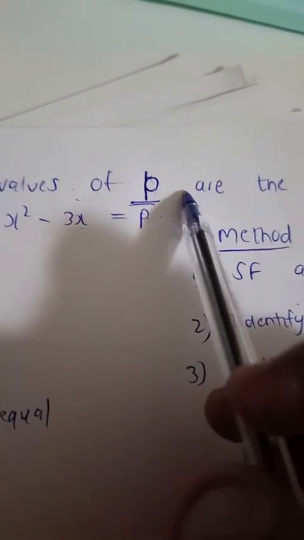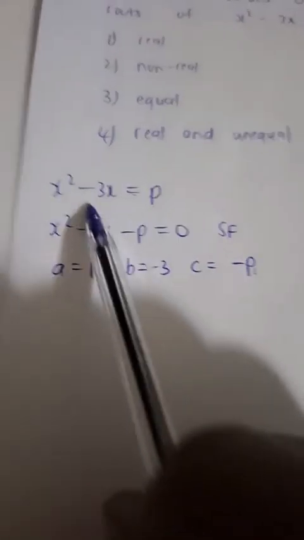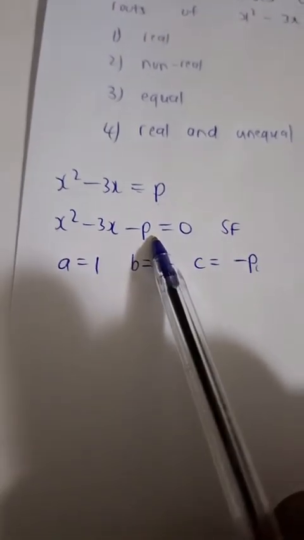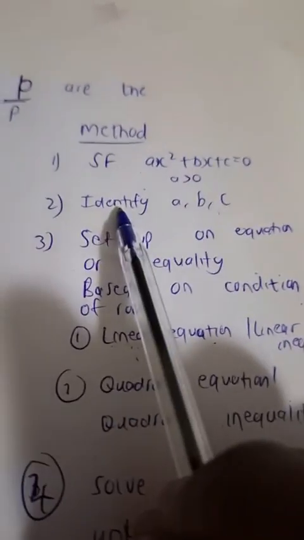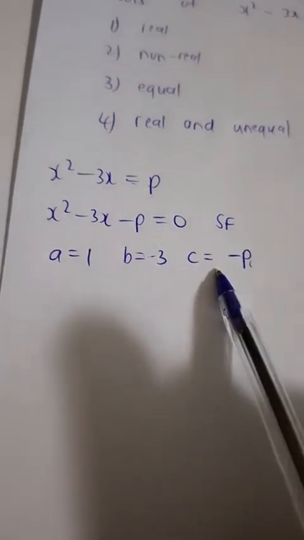And we are looking at the question that says, for which values of p are the roots of x squared minus 3x equal to p real? Okay. So we've just written the equation in standard form, which was step number 1. Step number 2, we identify a, b, and c. A is equal to 1, b is equal to negative 3, and c is equal to negative p.